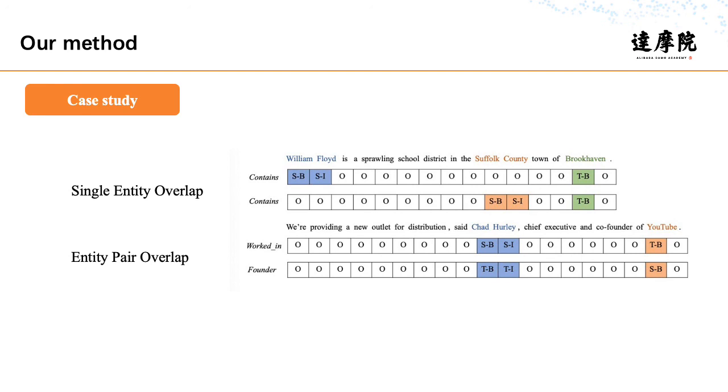To show the superiority of our method more explicitly, we show the prediction results of our method and select two representative examples to illustrate. The first sentence is in single entity overlap class. In particular, it contains two triples with the same relation contains, and our model can still extract the two triples correctly. The second sentence is in entity pair overlap class. Each triple can be generated independently by using the hierarchical decoder structure without being affected by overlapping entities.